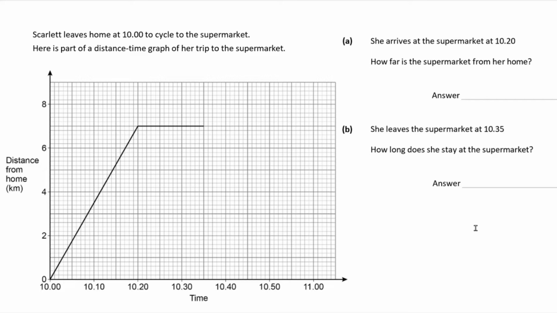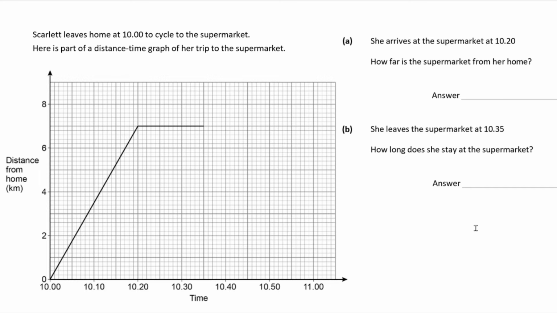Question 6. Scarlett leaves home at 10 to cycle to a supermarket. Here is part of the distance-time graph for a trip to the supermarket. So we've got the time along the bottom. Look, she's leaving at 10, and then at 10:20 she's arriving and stopping for a while. Okay, so you can see in part A it says she arrives at the supermarket at 10:20. That's what we just noticed.